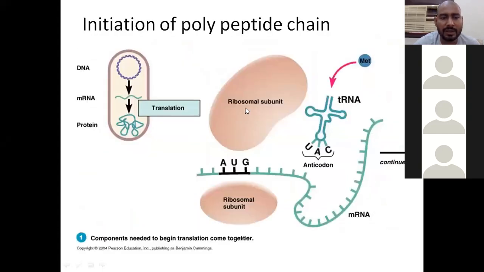Next is translation, how it is going on. Initiation of polypeptide chain. Let's look here. This is the DNA. mRNA forms, and mRNA goes on to form the translation. This is called the central dogma. Clear?